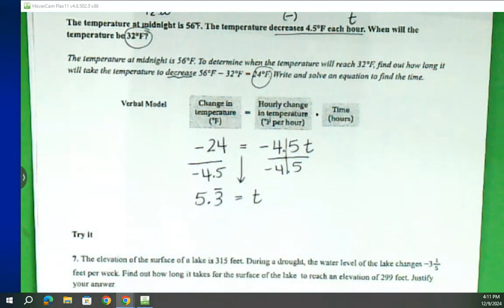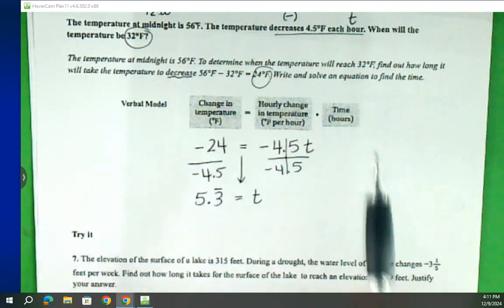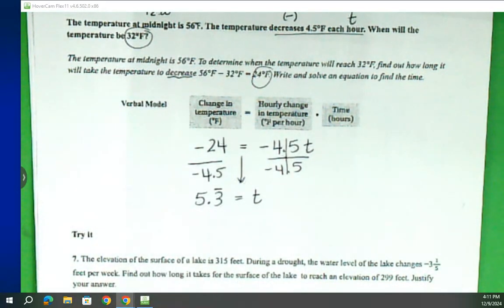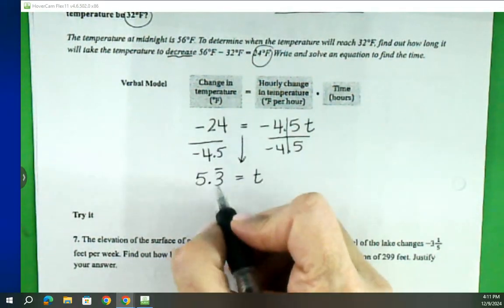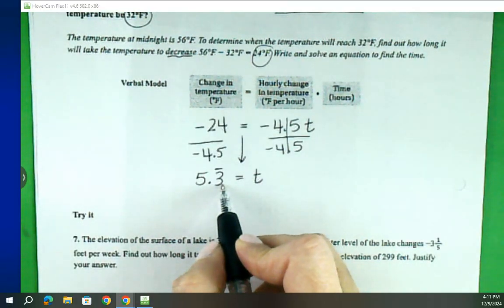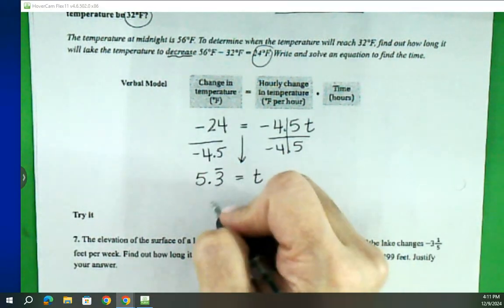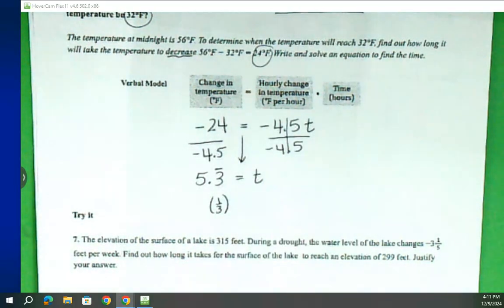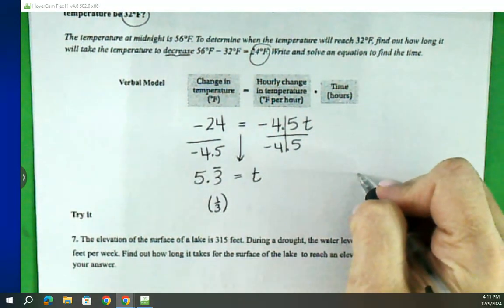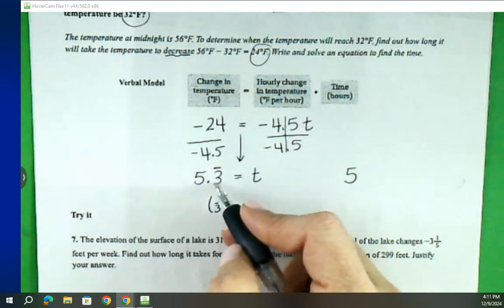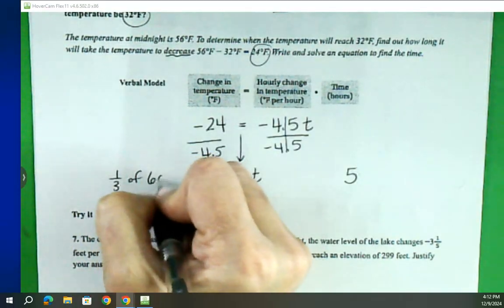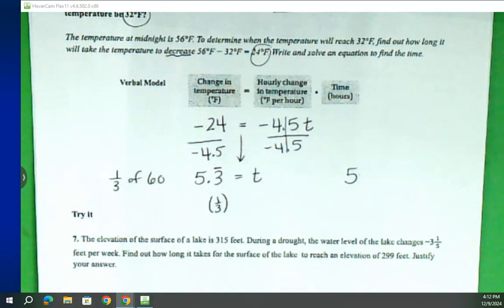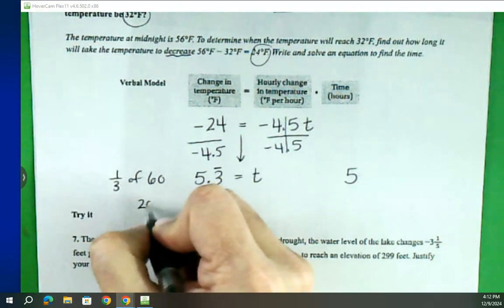So we want to know when the temperature will be 32 degrees Fahrenheit. So what we need to do here is look at this 5.3 and turn that into time in hours. So 0.3 repeating is 1/3. So we have 5 hours and 1/3 of an hour. So 1/3 of 60 if we want to go into minutes, because there are 60 minutes in an hour. 1/3 of 60 is, well, 60 divided by 3, which is 20.